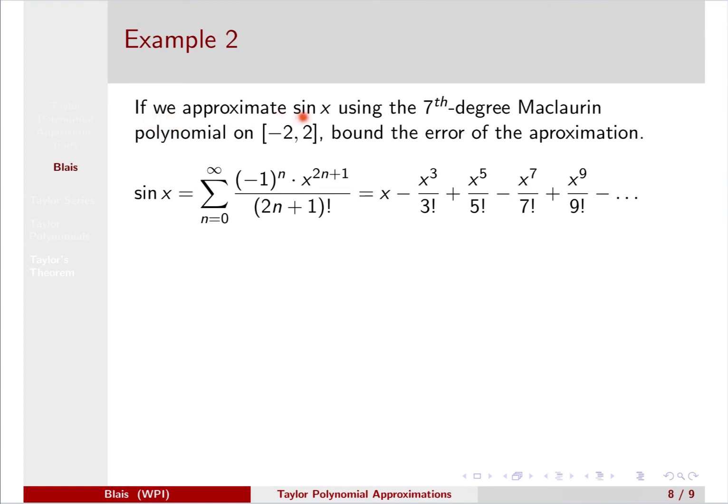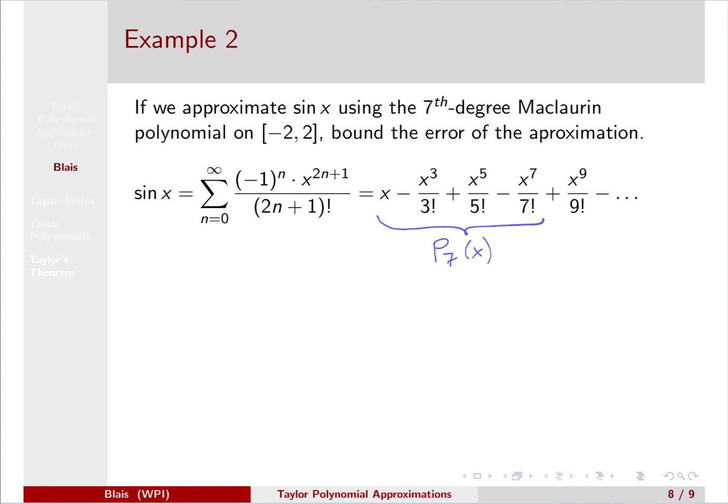Suppose we want to approximate sine of x using the 7th degree Maclaurin polynomial on the interval minus 2, 2, and again we want to bound the error of the approximation. So if we do this, our polynomial goes out to the 7th degree term, and so we'll call that P7 of x.